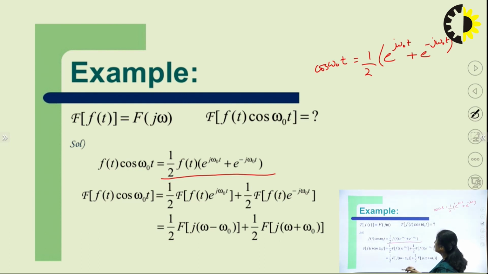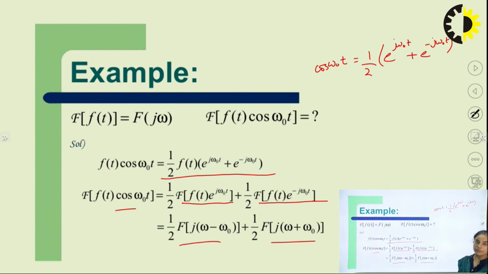Okay, so now the Fourier transform of f(t) cos omega naught t is equal to half, which is constant so it is kept out, times the Fourier transform of f(t) e to the power j omega naught t plus the Fourier transform of f(t) e to the power minus j omega naught t. So now by using the modulation property, we can write the Fourier transform of this also. So 1 by 2 F of j(omega minus omega naught) and 1 by 2 F of j(omega plus omega naught), by using the modulation property.